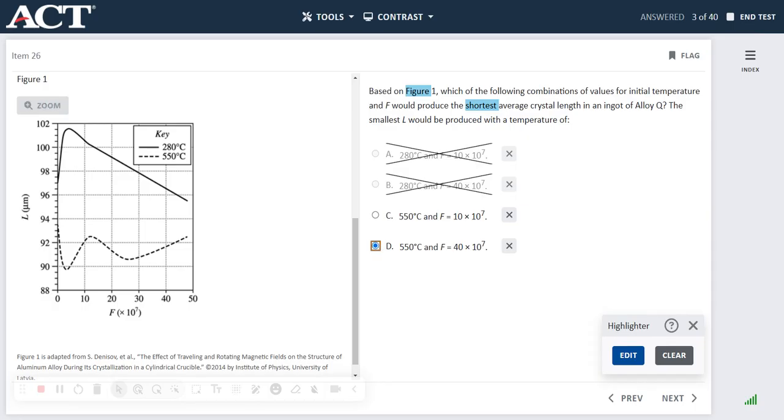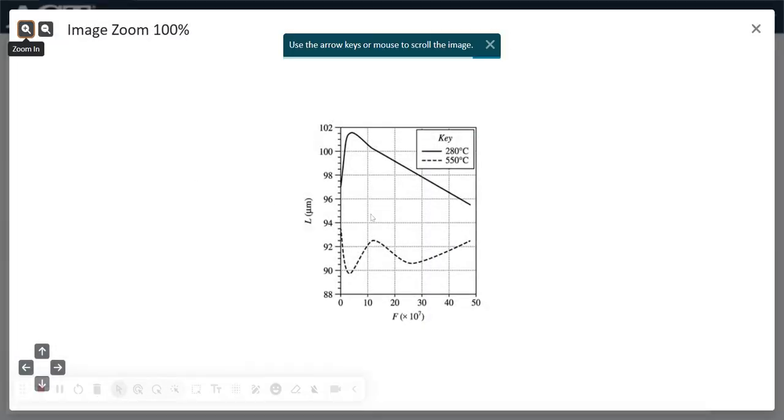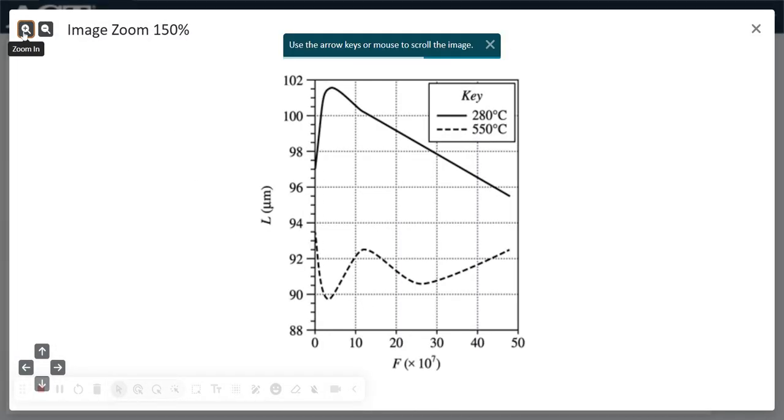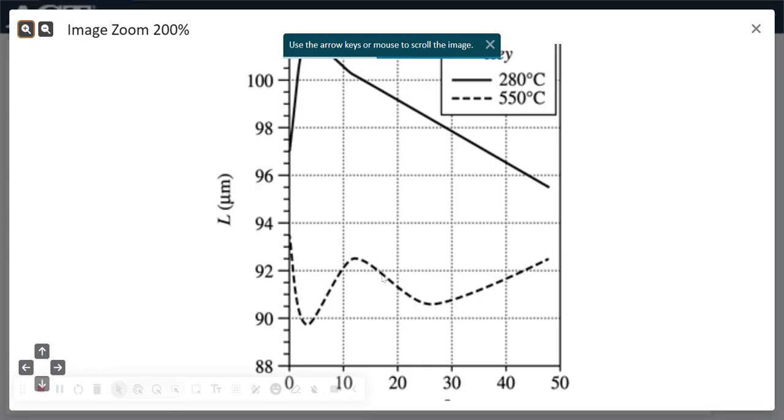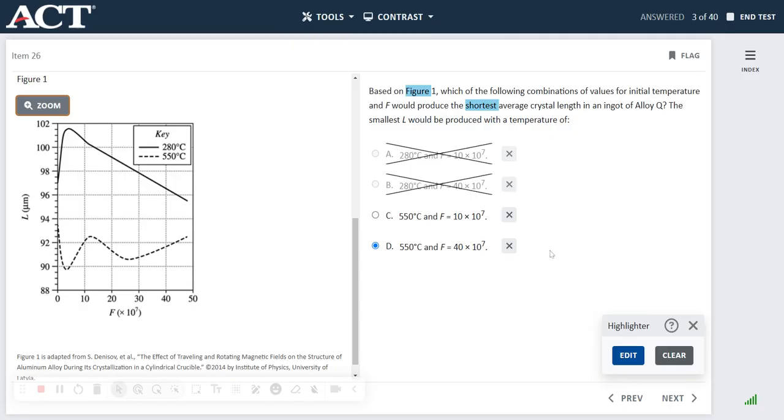If you needed to see this better, you could zoom in on the magnifier. And so you could really zoom in and go, okay, here's 10, here's 40. Yep, it's lower. So answer is D.